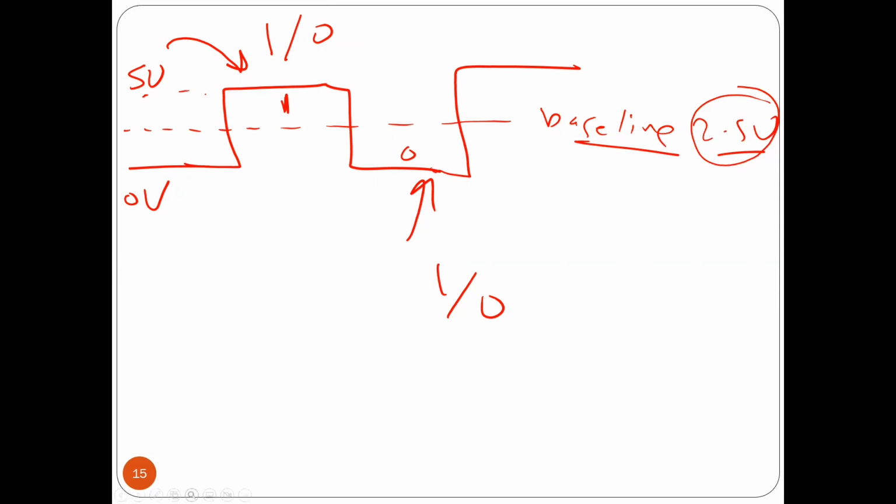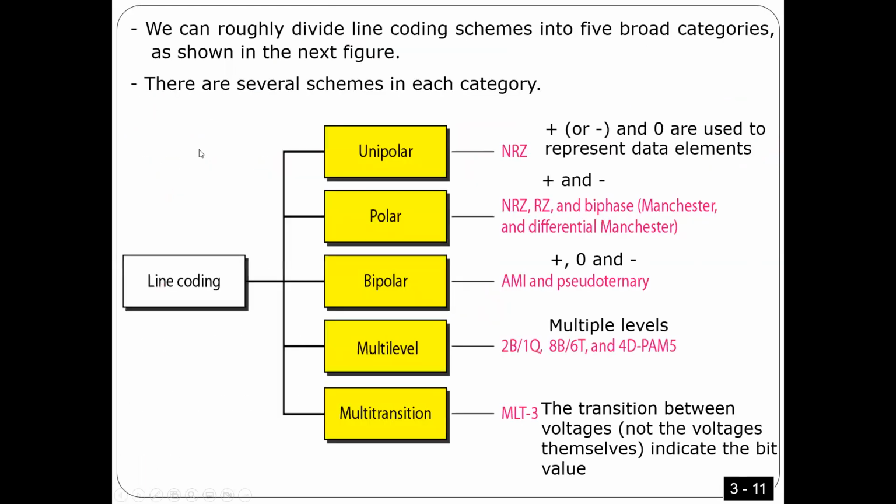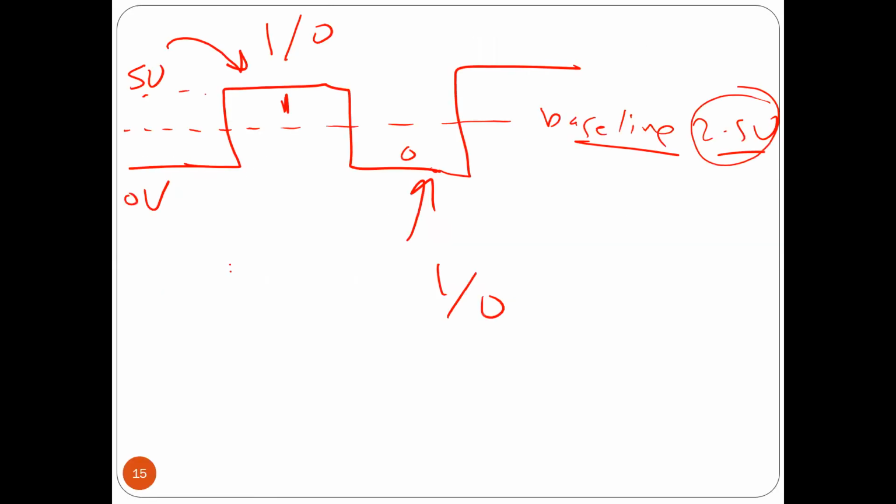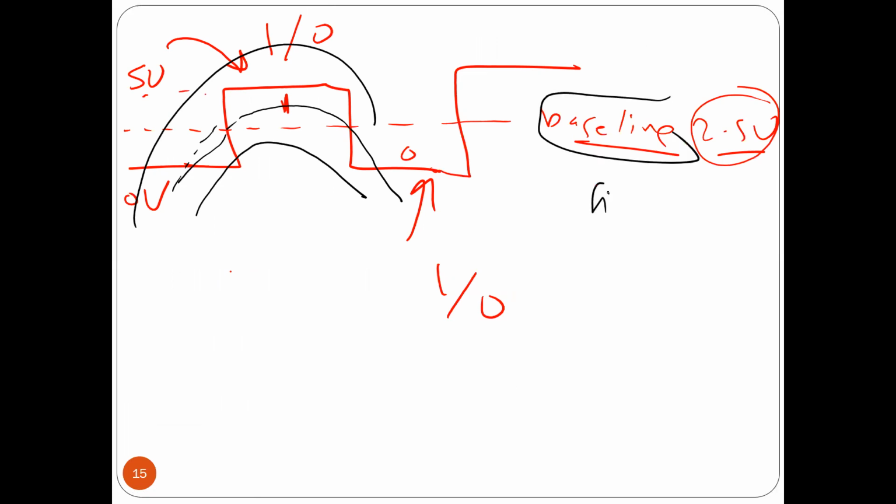Because of noise, maybe at some time the signal I'm going to receive will look something like that. It's going to be up or it's going to be down. So the voltage may be up or down. You got what I'm saying? So having a fixed baseline is a problem. A fixed baseline is not a good idea.